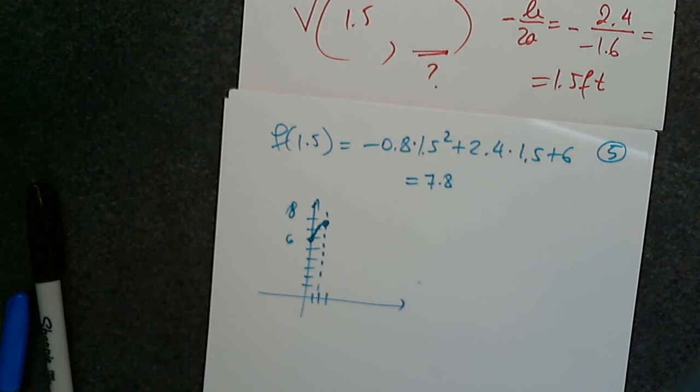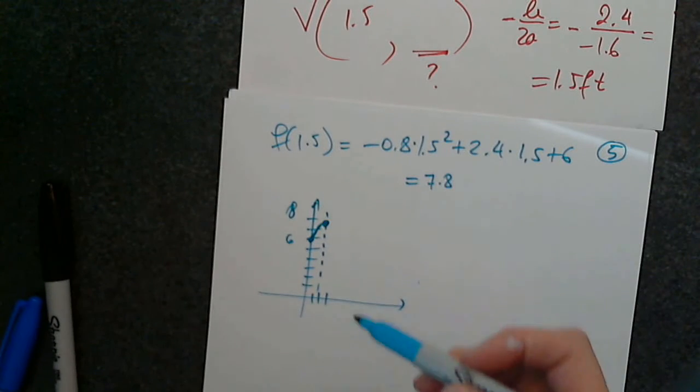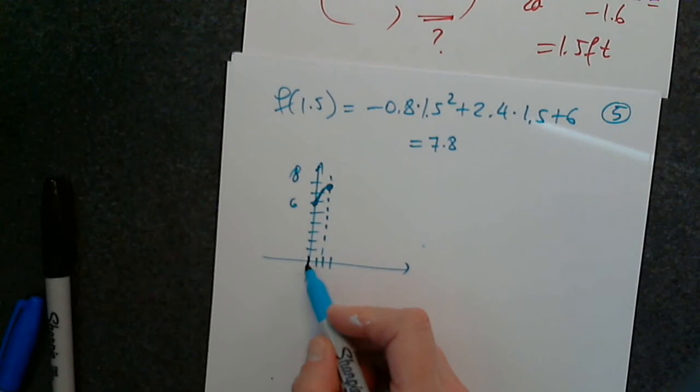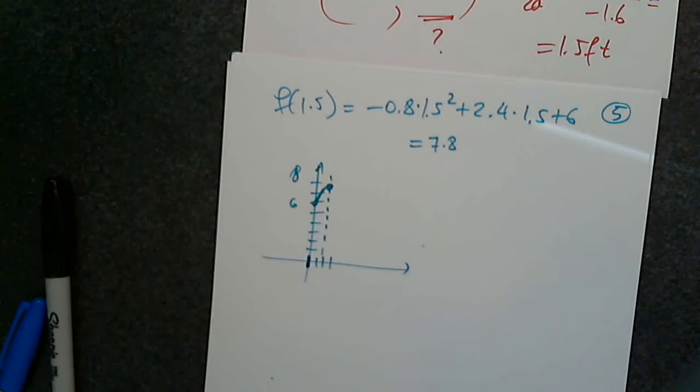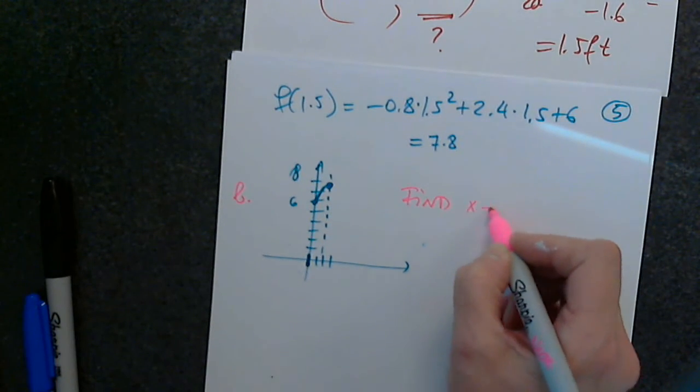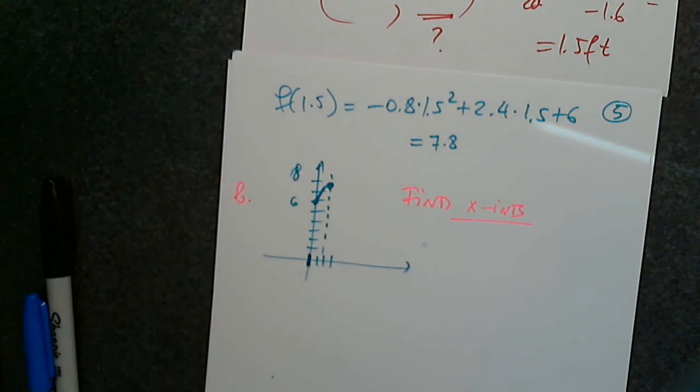How far does the ball travel horizontally before hitting the ground? Okay. So I know that it will eventually hit the ground, but I don't know how far. I'm standing here, and I'm throwing the ball up in the air. It reaches a maximum. It hits the ground eventually. So how do I determine how far away from where I'm standing the ball will hit the ground? The x-intercepts, indeed. So in part B, find x-intercepts.